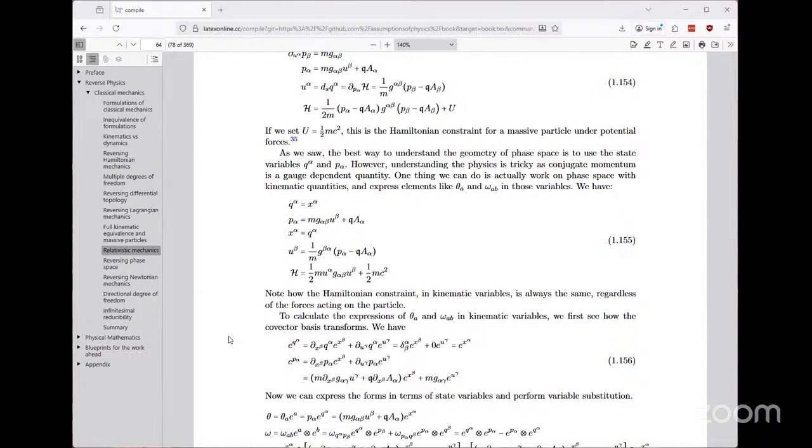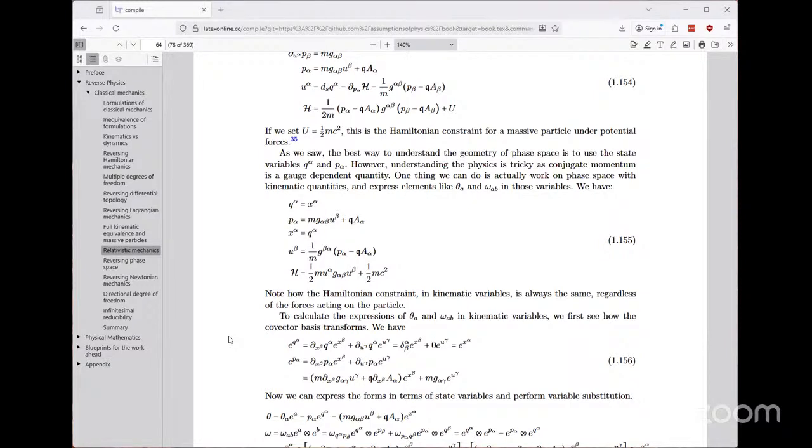We have q^α equals x^α, p_α equals m times g_αβ u^β plus q A_α. So this is just the conjugate momentum, right? No, I'm wrong. This is kinematic momentum, right? And then ẋ^α equals u^α. This is the expression we got above, and this is the Hamiltonian constraint we have above.